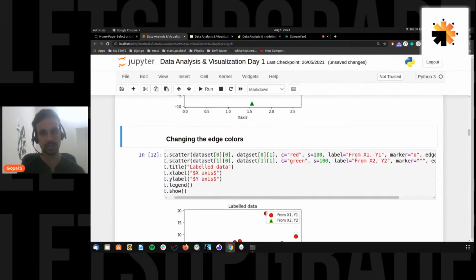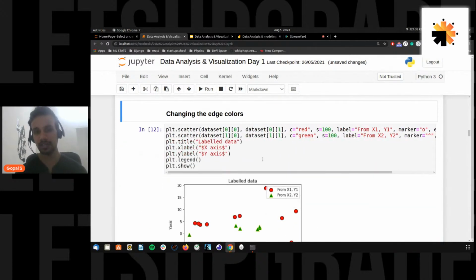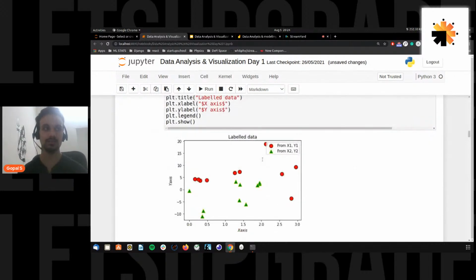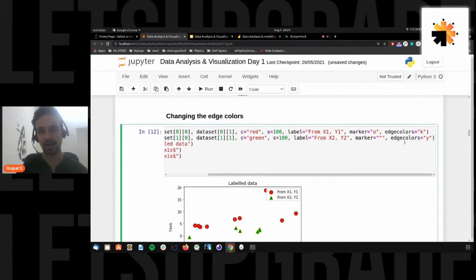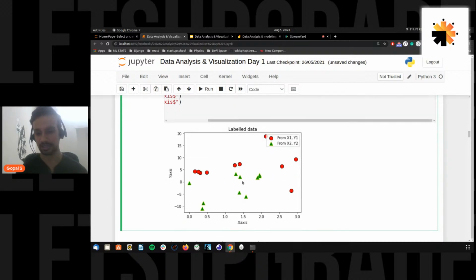Now coming to the edge colors. What exactly is the edge color? For a circle, obviously the circumference is the perimeter of the circle, right? So the perimeter is basically the boundary of the region or shape that it encloses. That is your edge color. For k, it's black. For y, obviously it's yellow. So you can also pass the edge colors here as well.